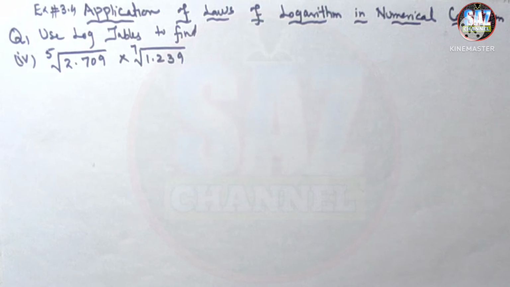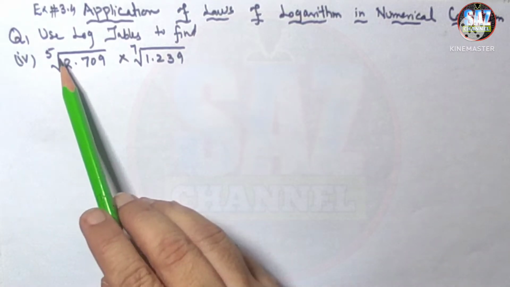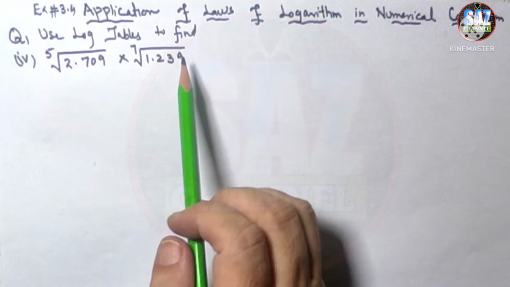Nice group students, exercise 3.4, that is the application of laws of logarithms in numerical calculations. In this class, students will be learning and discussing question number 1 and the fourth part. Let me confirm the question from the book. The question says: use log tables to find the values of the following.